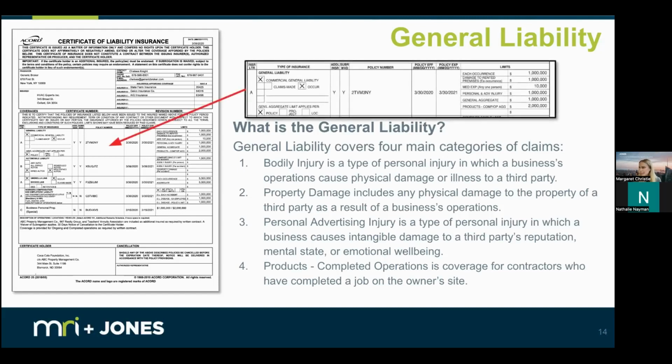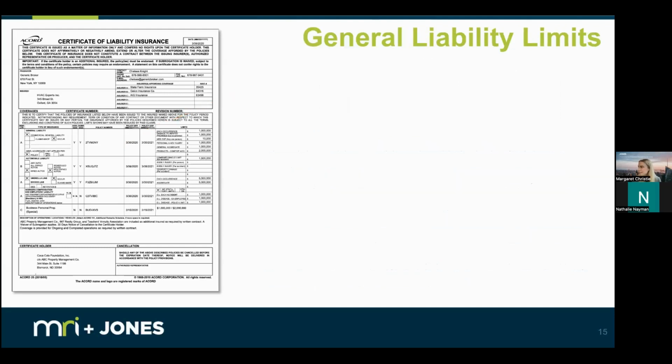Where are we going to find it? Here at the top, we're able to see a couple of different things. The type. We're able to see the policy number. Always want to make sure that the policy number matches any endorsements related to general liability. And then we're going to see some limits here at the end.